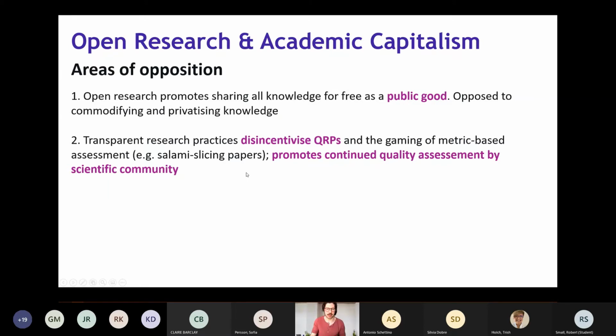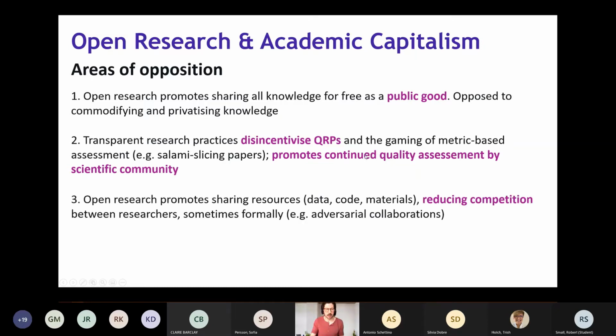So if you're assessed on the number of publications, then you can slice up one piece of research into 5 different publications to improve that. And working openly disincentivizes that because it's very obvious. It also promotes the continued quality assessment of research by the scientific community, because we have access to everything. It's not just the number of citations on the PDF. We can see overall how good the research is, and the quality of it might vary over time with new developments and with how the data set is being used in the future.